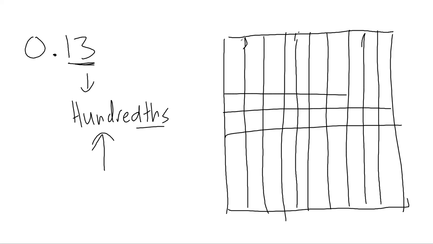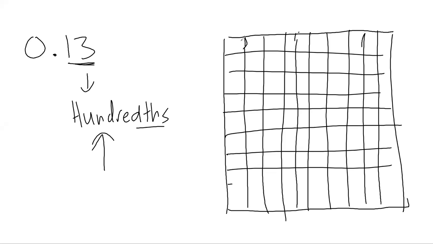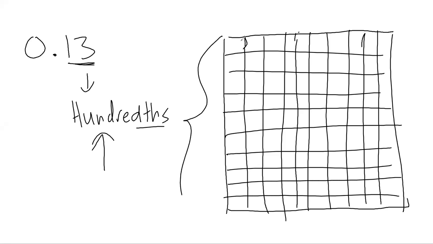1, 2, 3, 4, 5, 6, 7, 8, 9. Okay, that's 100 pieces, right? Because I have 10 on this side, and I have 10 on this side. And 10 times 10, if we're doing area, that's going to get me 100. So here's my 100 pieces.